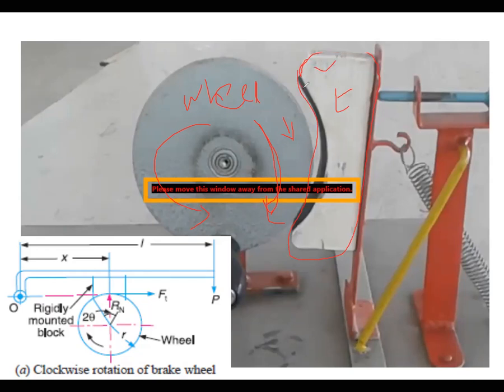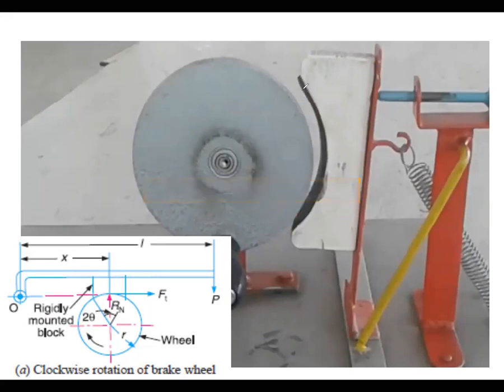Actually, the material which has the black indicator, the black color, is called a shoe. That is called a shoe or block. So this is the shoe or block, which we saw in the last slide.